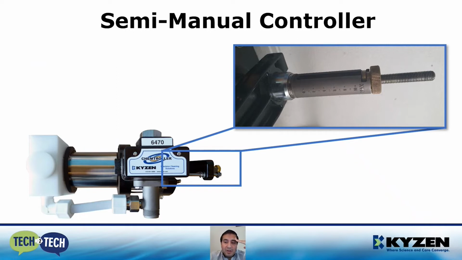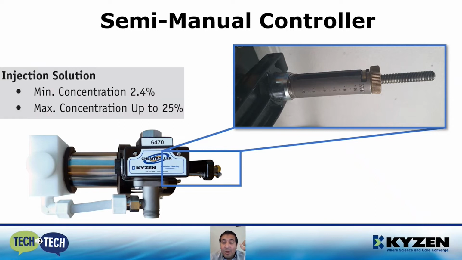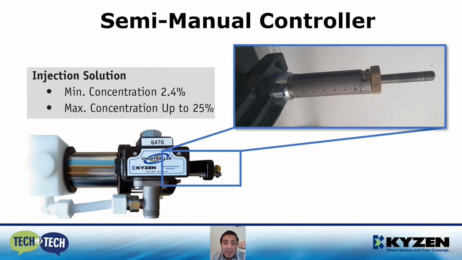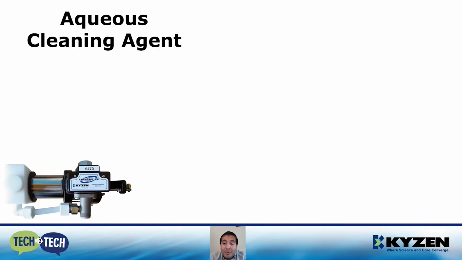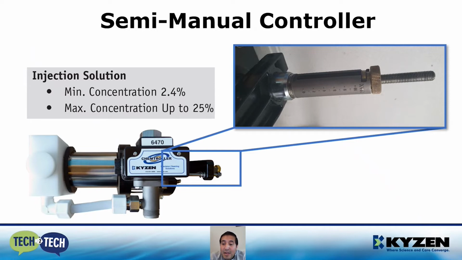There are different models of the controllers that could be used depending on the concentration ranges in which your process operates. You would have to choose the right one that meets your needs. But of course, you can always count on the technical support from your Kaizen representative to make the right choice. In this case, it is a model 6470. The specs indicate that it can dose in a range between 2.4 to 25% approximately.